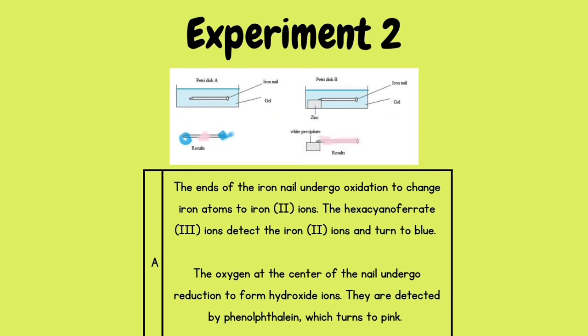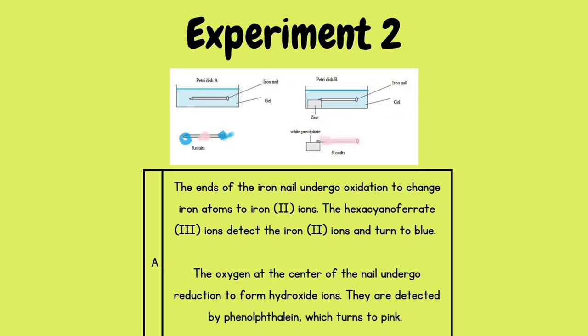In experiment 2, there are 2 petri dishes, both containing an iron nail each and gel solution. Petri dish B has an extra zinc block in it. The gel solution in the petri dishes is also called ferroxyl indicator solution. First, let's observe petri dish A.